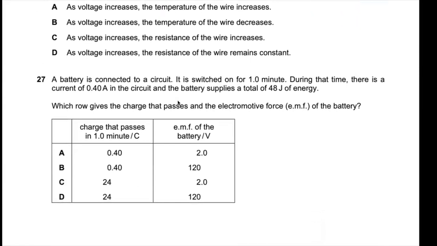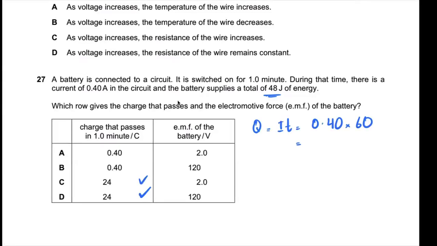A battery is connected to a circuit. It is switched on for 1 minute. During that time, there is a current of 0.4 amperes in the circuit, and the battery supplies a total of this much energy. Which row gives the charge that passes and the EMF of the battery? So charge, we can see it's just going to be current times time. So current is 0.4, time is 1 minute, so that's 60 seconds. So 0.4 times 60, just looking at the table, it's going to be either of these.